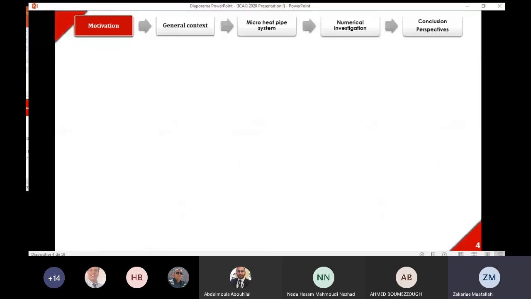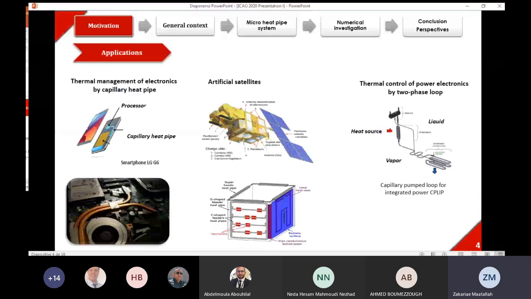Here I'm giving you some applications of the heat pipes. We can see, for example, thermal management of electronics by capillary heat pipe, which we can use for dissipating heat from the processor of laptops or phones. We can see also satellites and solar arrays, where we can use especially the loop heat pipe kind of heat pipes to dissipate heat from the solar arrays. And also we have thermal control of power electronics by two-phase loop using a capillary pumped loop.